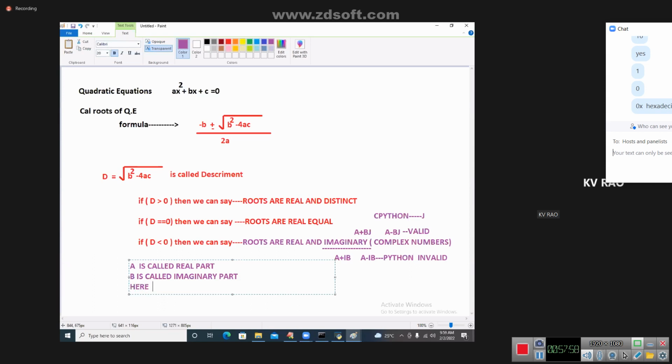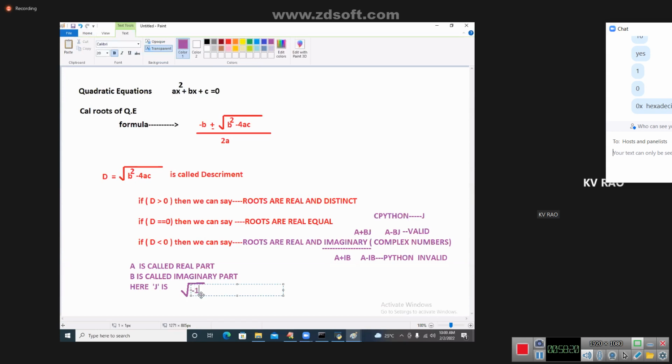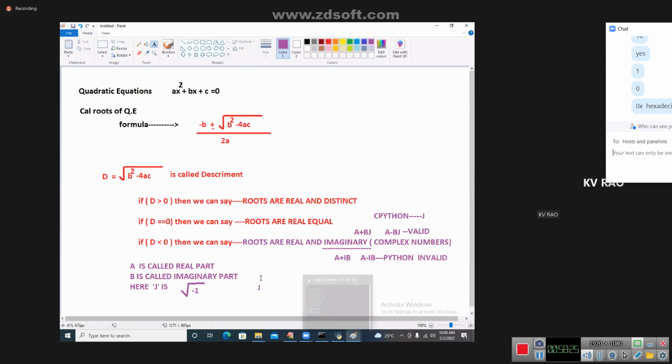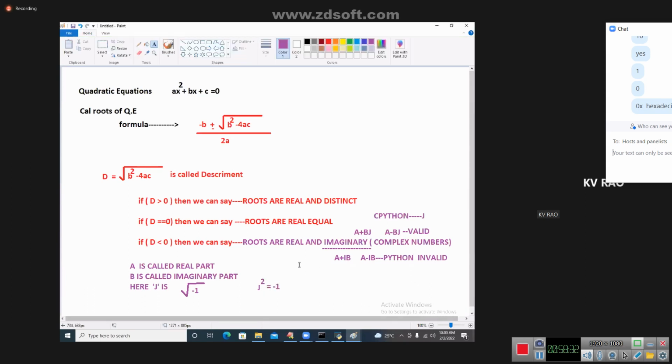And here, especially, I would like to say j is the square root of -1. I will write the symbol. j is the square root of -1. I am writing -1 there. What is j square equal to? You already know. Squaring on both the sides, which is equal to -1. Am I correct, students?